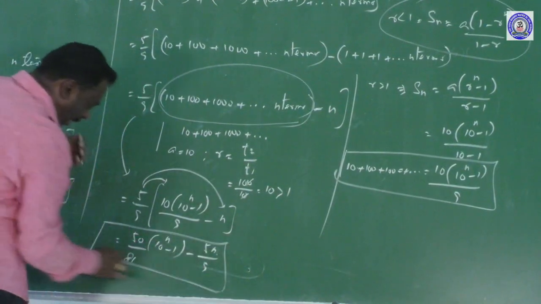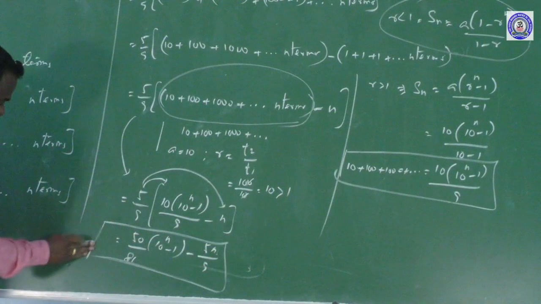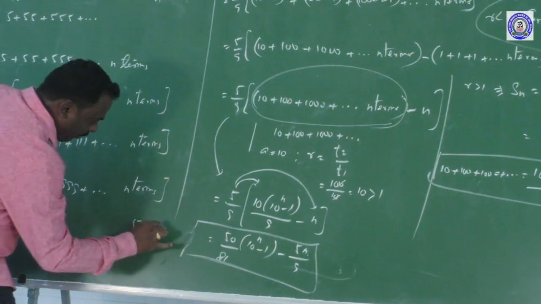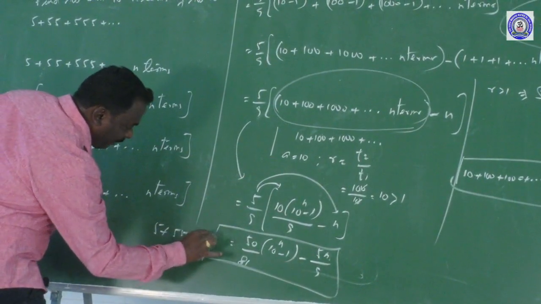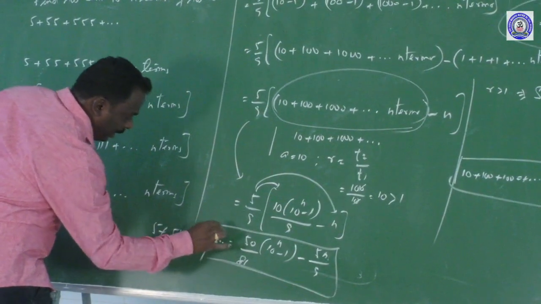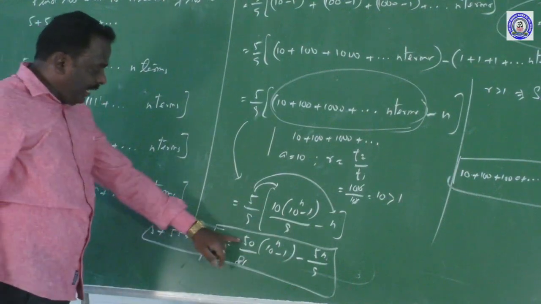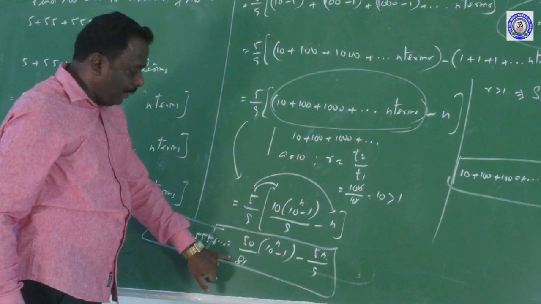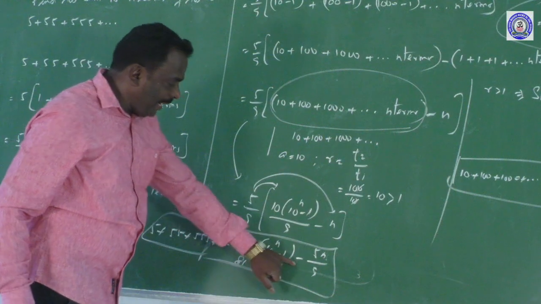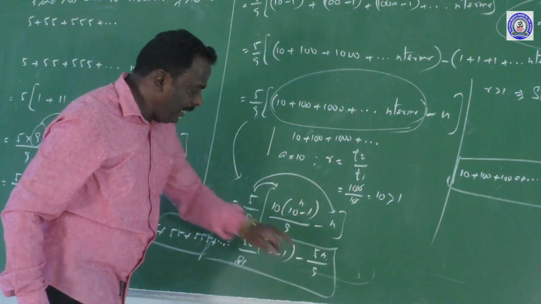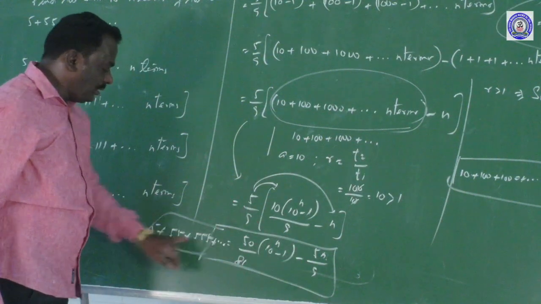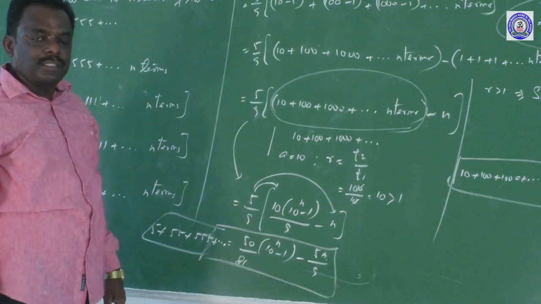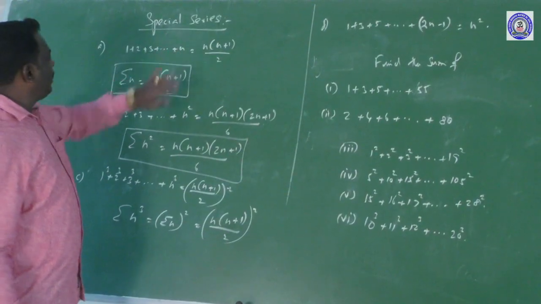Therefore, this summation of 5 plus 55 plus 555 plus etc. is equal to 50 by 81 into (10 power n minus 1) minus 5n by 9. This is the sum of this series. Special series.